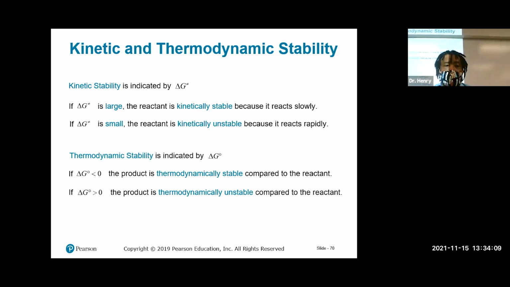Okay, so in the case of thermodynamic stability, if our delta G is less than 0, then the products are considered to be thermodynamically stable compared to the reactants. If our delta G is greater than 0, then the products are considered to be thermodynamically unstable.